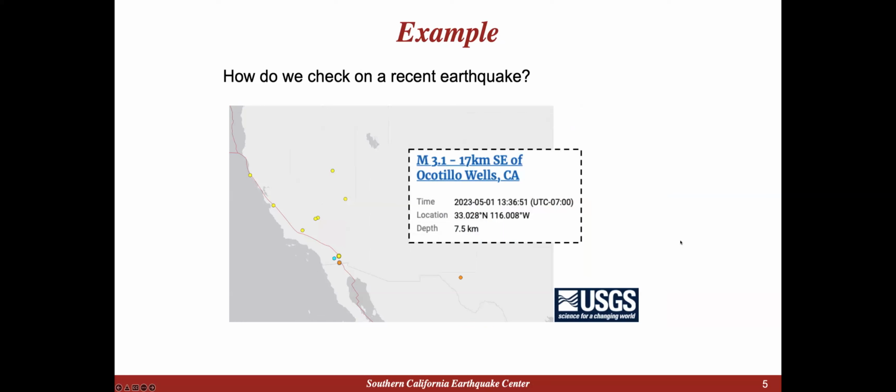Hi, as an example, I have picked an earthquake from the USGS earthquake map. So we have this event. Its magnitude is 3.1 and it's within our coverage. And it happened actually 10 days ago.